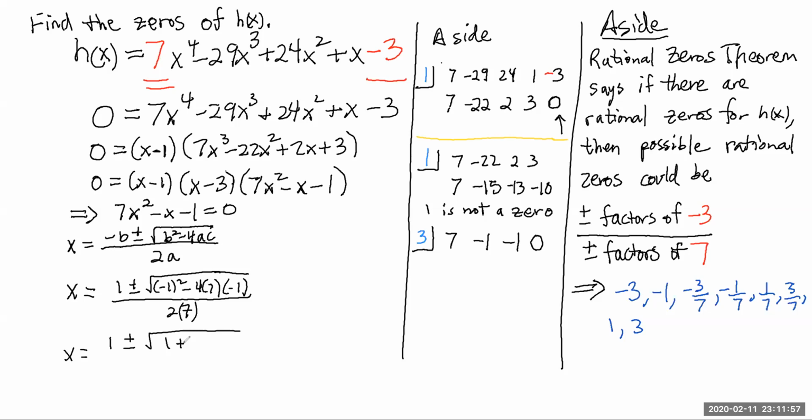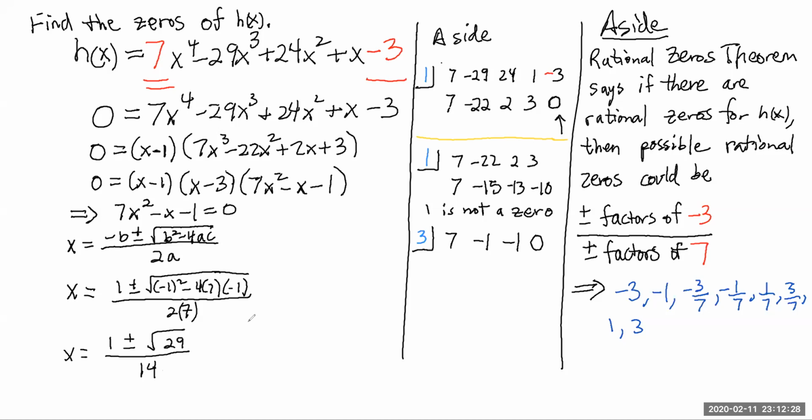If you don't mind, I'm just going to write a 29 right here. That is a 29. 29 is a prime number. All over what here? 14. And there we go. We actually have all our zeros. Let's write a final answer.